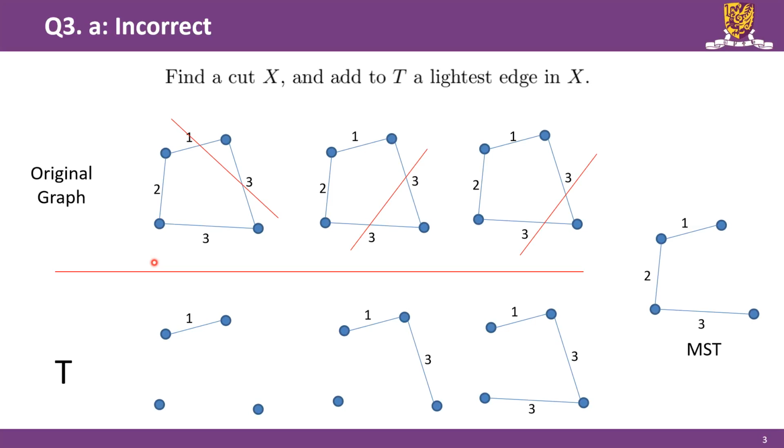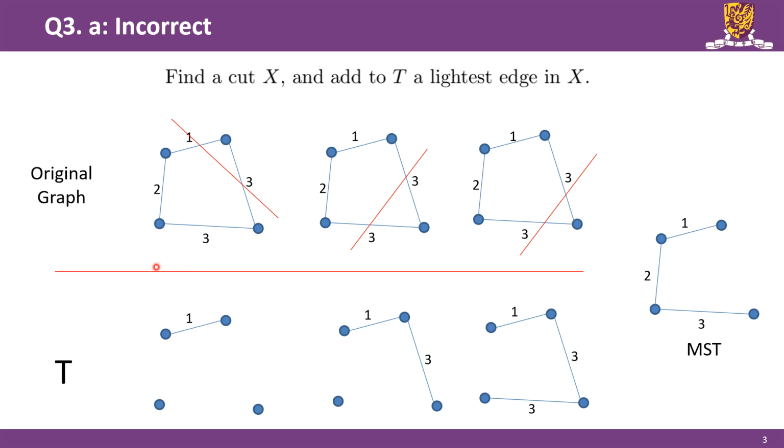Question 3a is to find the cut and add to the minimal spanning tree the lightest edge in X, with no further procedures. I found many students made mistakes here, because they didn't take the tie-breaking rules into consideration. So here's a counterexample. The above part is the original graph, and the lower part is the minimal spanning tree that it will generate.